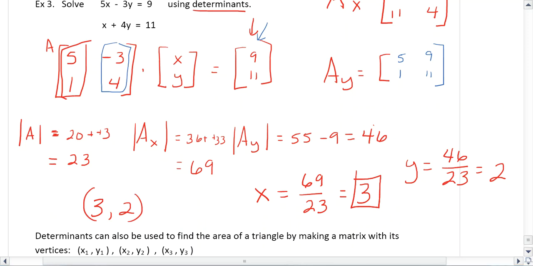So feel free to back that up and watch it a few times. There is Cramer's rule with 2x2s on the test, and you do need to know this for next year's math. And so spend a little time on Cramer's rule. Once you get the hang of it, it's not hard, but there's just a lot of steps.